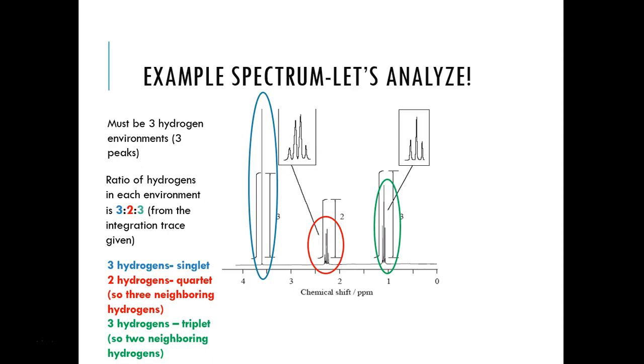So those red and green hydrogens probably go together. That's probably an ethyl group, right? Because we have the 2 hydrogens, and then on the next carbon there'd be 3, and then those 3 hydrogens on the next neighboring carbon there'd be 2, if that makes sense.